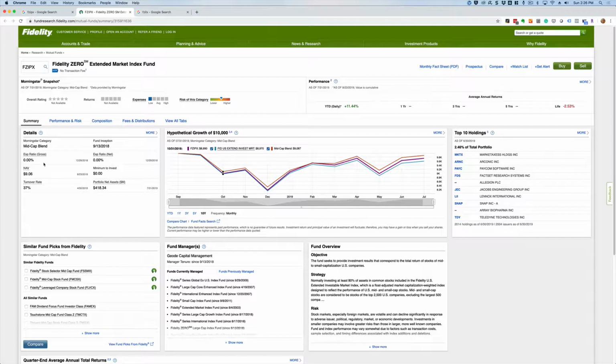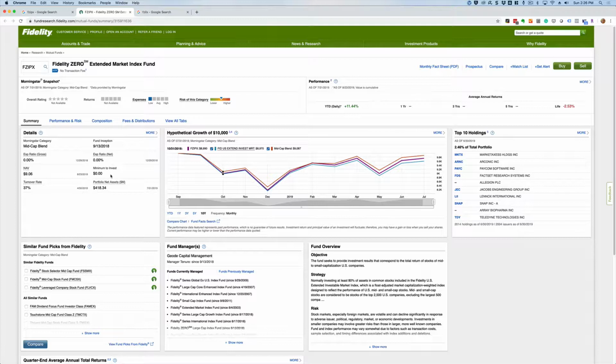We can see the expense ratio, 0%. Boy, that's hard to beat. And we can see the minimum investment. There is none. You can invest whatever you want. So very quickly, we can see pretty much all we need. We could honestly stop there.